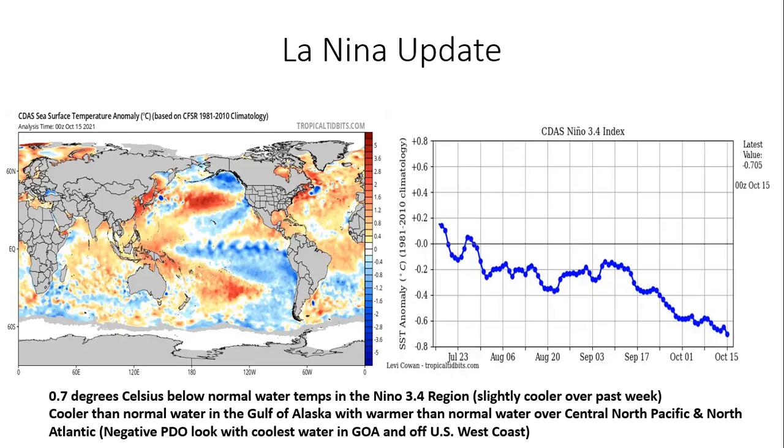Reading the latest discussion by NOAA, the Climate Prediction Center, what they're indicating is more of a potential for a moderate La Nina this winter. So it's very similar to last winter, really, the forecast.